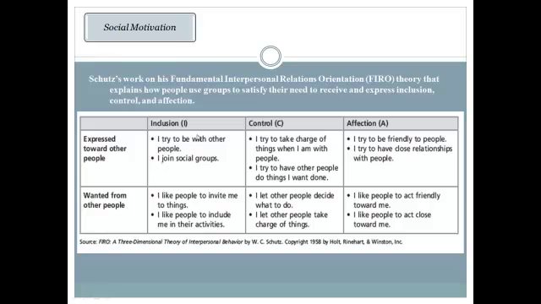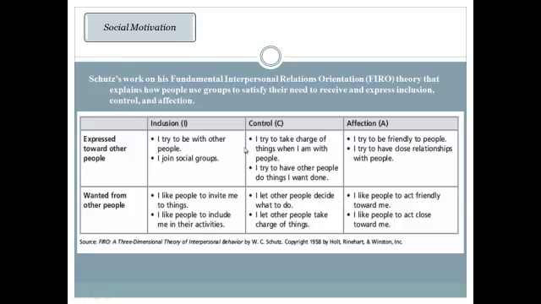Start with a need for inclusion. Expressed towards other people, you want to be with other people, you want to join other people. Wanted from other people, you want to be accepted by others, and you want people to want you to do things. This would be inclusion, in the sense of being involved, and it sounds similar to the need for affiliation.